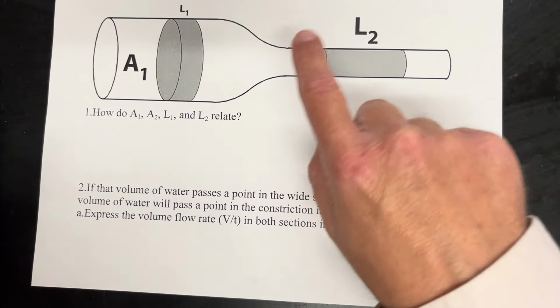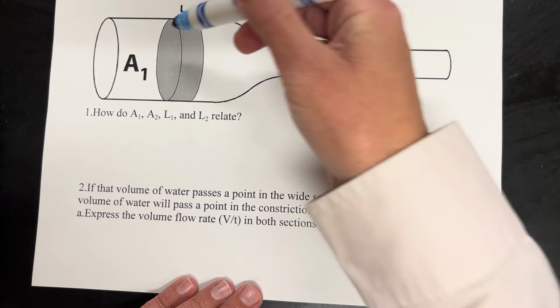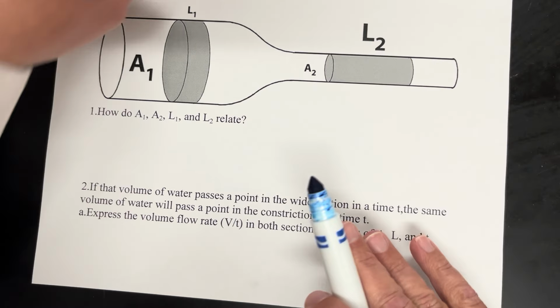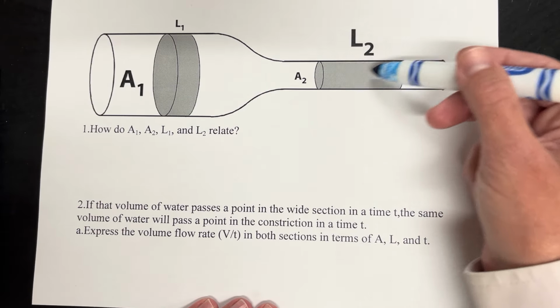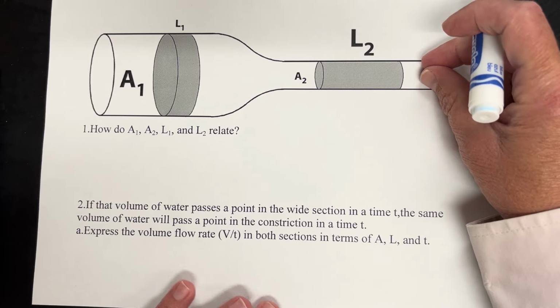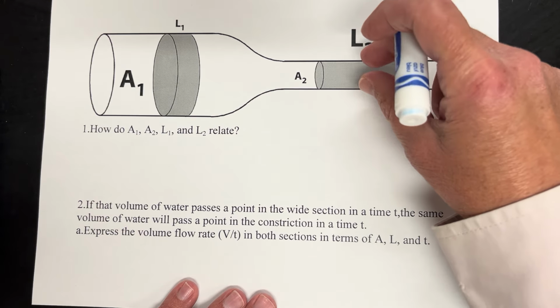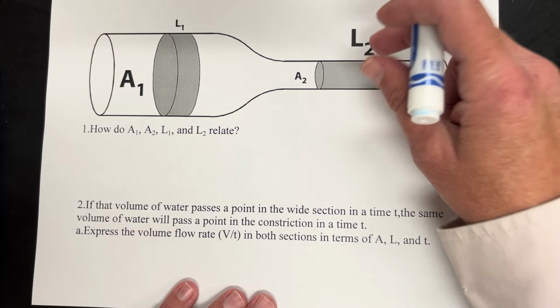Hey everybody, let's look at this one right here, which is meant to teach us something called the continuity equation. What they tell us here is that we've got this piece of water moving through this pipe, and another piece of water moving through this constricted section of the pipe. They say the cross-sectional area of this pipe is A1, and the cross-sectional area of this constricted part of the pipe is A2.